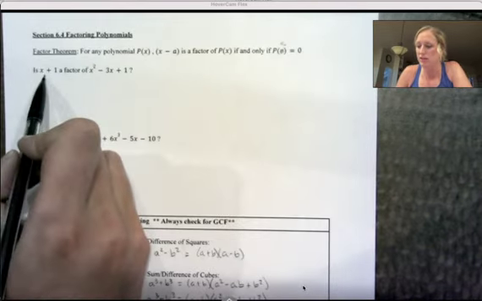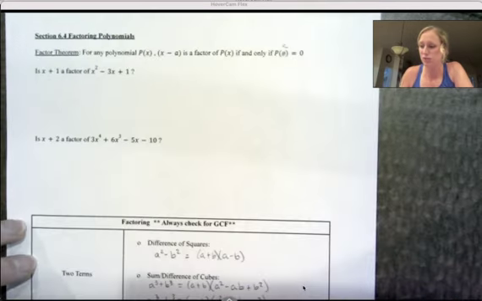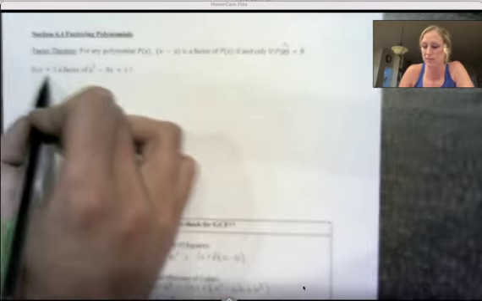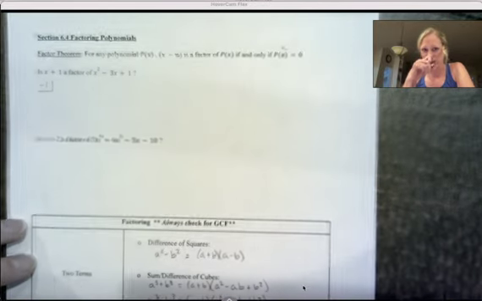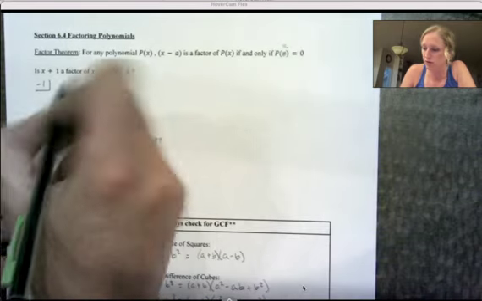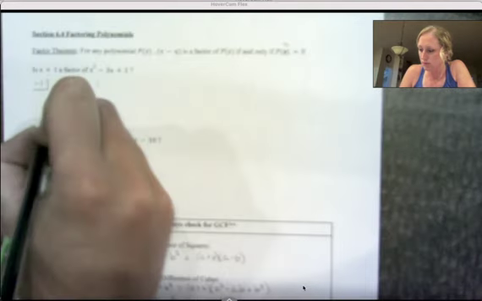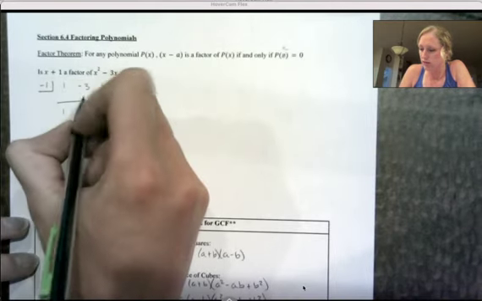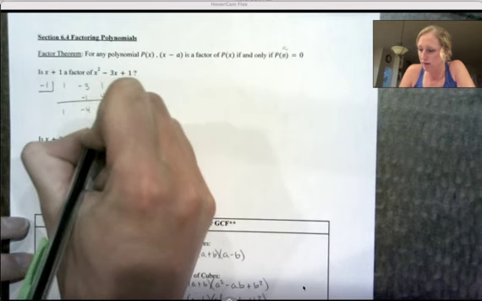So, is x plus 1 a factor of this polynomial? a in this case would be -1. Remember, it's the opposite. So I can check that using synthetic division, right? If I get a remainder of 0, that means that this is a factor. So I'm going to use synthetic division here, list my coefficients, -1, add. All right, so I get a remainder of 5.